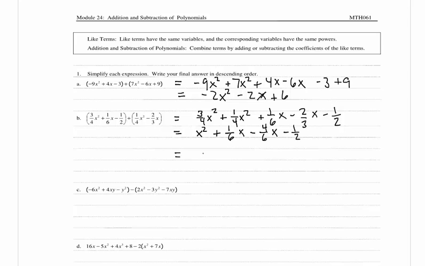And this is equal to x squared. And now I have positive 1/6 minus 4/6 is minus 3/6. And 3/6 can be simplified to 1/2. So I have minus 1/2 x minus 1/2.